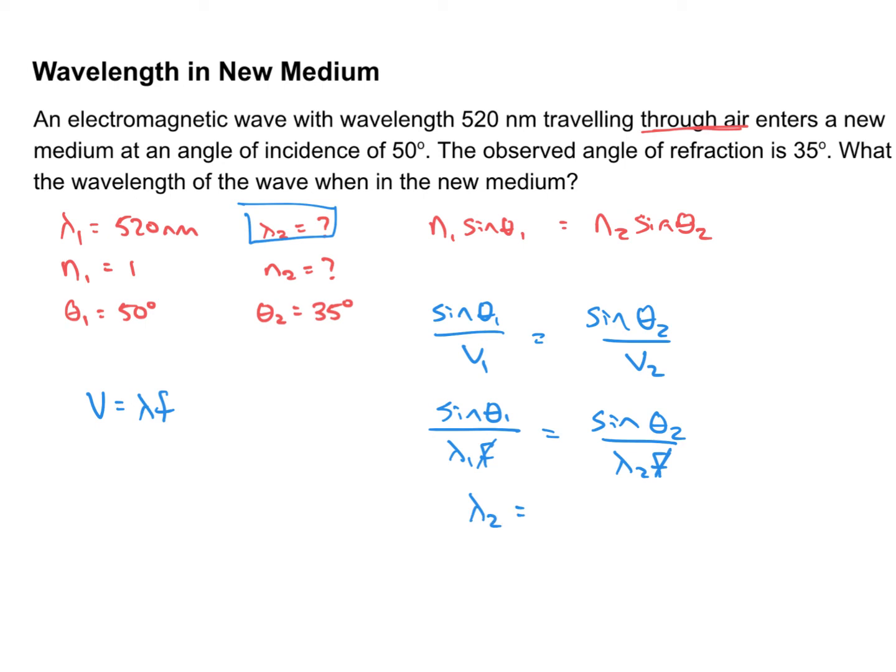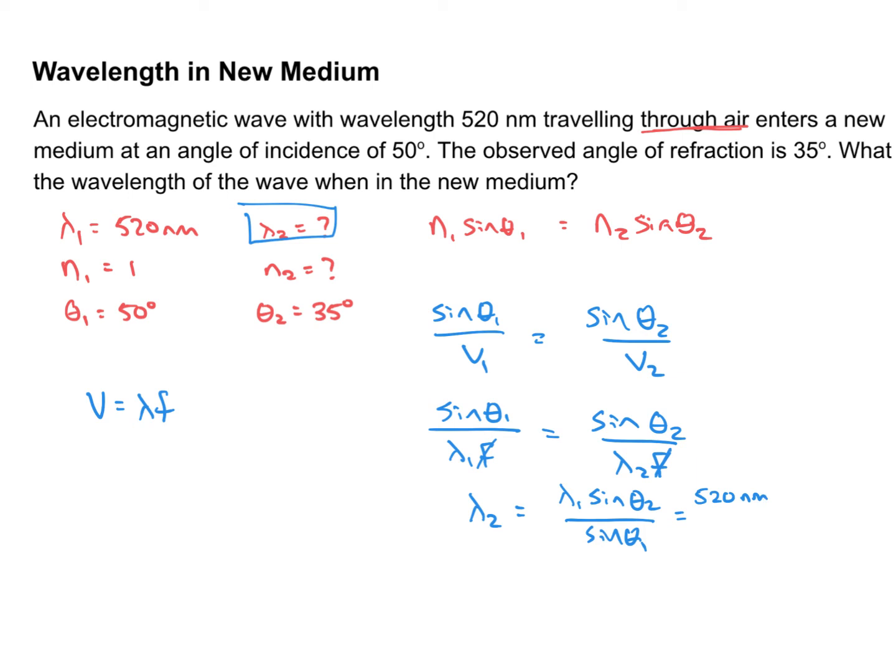So that will end up being, so some cross multiplying and dividing will result in lambda 1 times sine of theta 2 over sine of theta 1. I'm going to do something I don't do too often, which is not convert my lambda to SI units. So this is 520 nanometers.